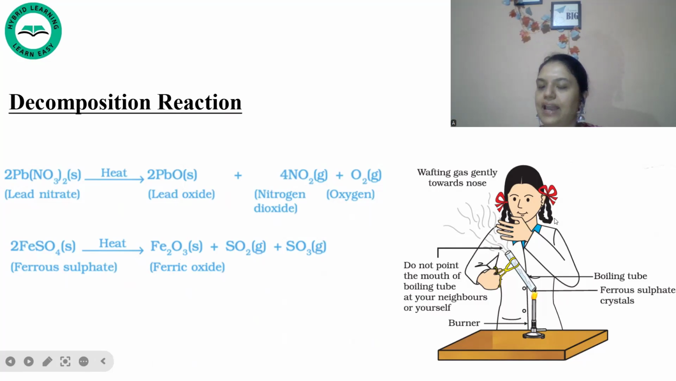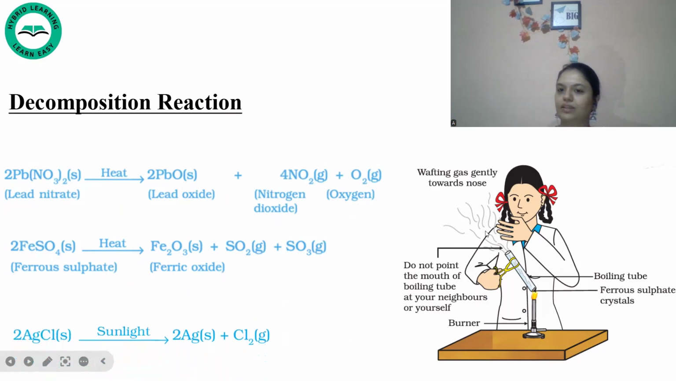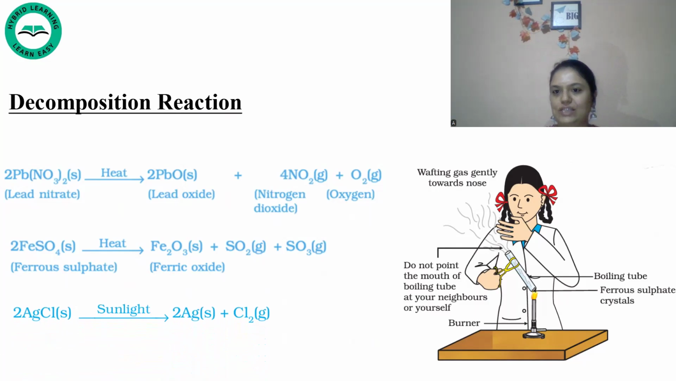So the diagram shown on the right hand side basically shows the same thing. What did we take? We have taken a ferrous sulfate crystal in this boiling test tube, and we are going to heat it. So what is happening? The person who is holding it can see some fumes, which have a pungent smell. That is because of sulfur dioxide and sulfur trioxide. So this is again a decomposition reaction.